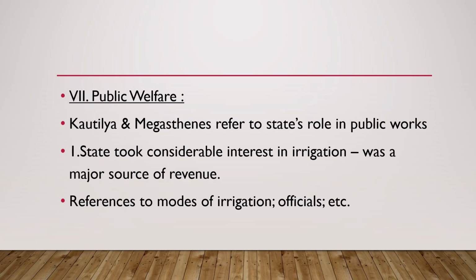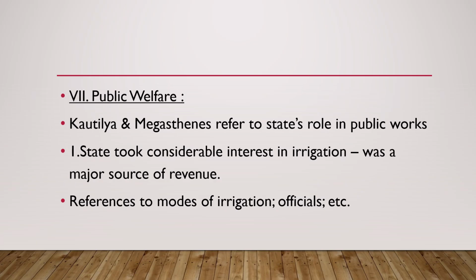Then we talk about public welfare. The Mauryan state took a keen interest in public works. The account of Megasthenes and the Arthashastra refer to these works. First of all, the state took considerable interest in irrigation because it could be a major source of revenue, and Megasthenes has mentioned officials who supervised irrigation.